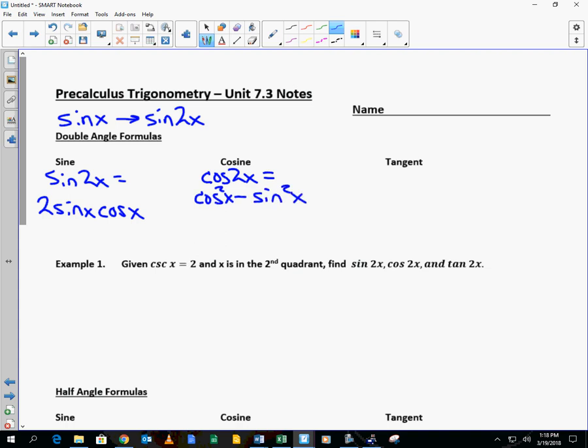So you can either choose cosine squared minus sine squared, or you can choose 2 times cosine squared minus 1, or you can choose 1 minus 2 sine squared, which actually is my favorite option. That's my favorite option right there.